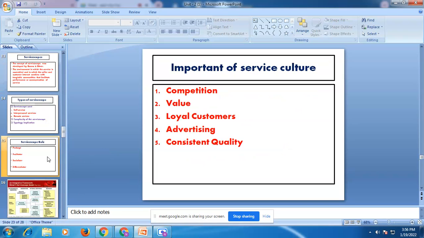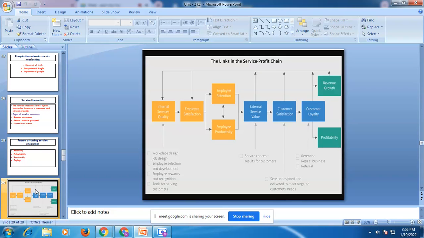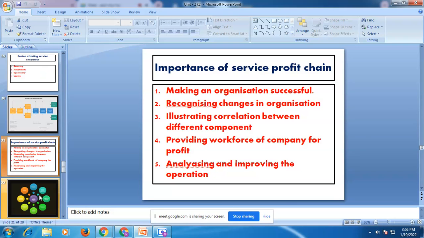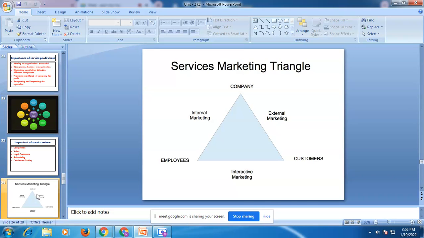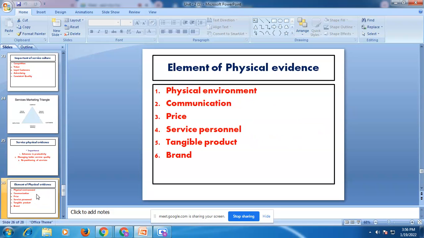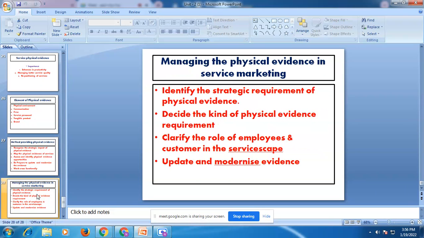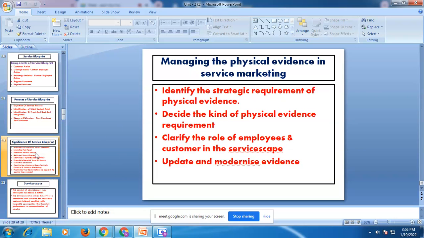So in today's lecture, we discussed the links of the service profit chain, the importance of the service profit chain, what is meant by the elements of service culture and their importance, then the service marketing triangle, then service physical evidence. What are the elements of service physical evidence, then the methods of providing the evidence, and how to manage the physical evidence in services marketing. So in that way, we completed our second topic.